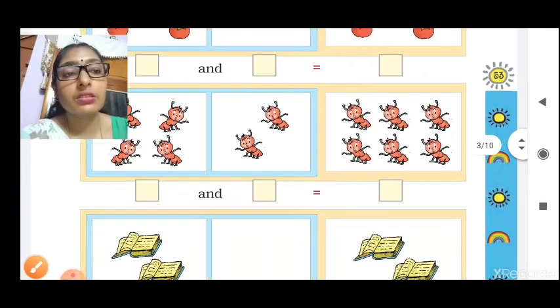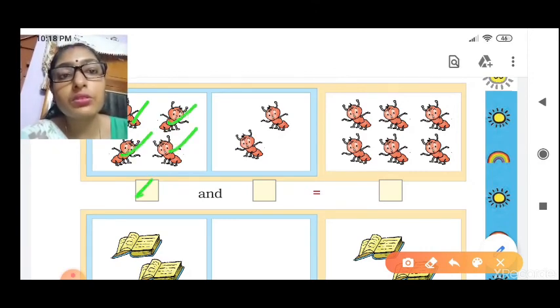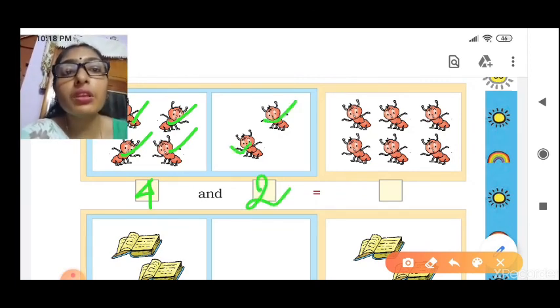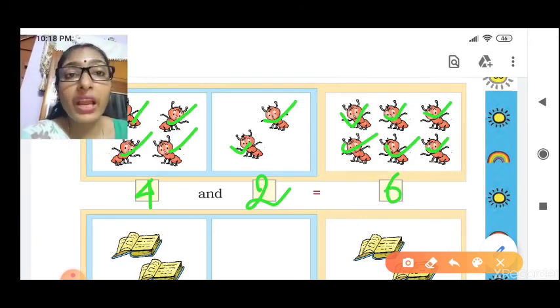Next, let's see how many ants are there in the first picture. 1 2 3 4. So 4 ants are there. In the second picture, 1 2. So total how many should it be? 1 2 3 4 5 6. Okay, so let us count here. 1 2 3 4 5 6. So total 6 ants. So 4 ants and 2 ants all together is equal to 6 ants.